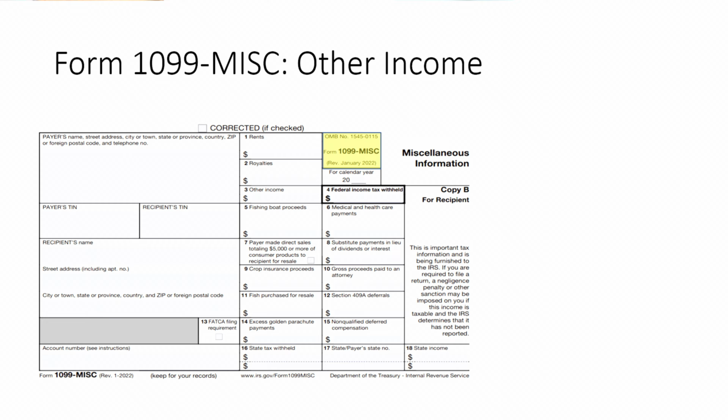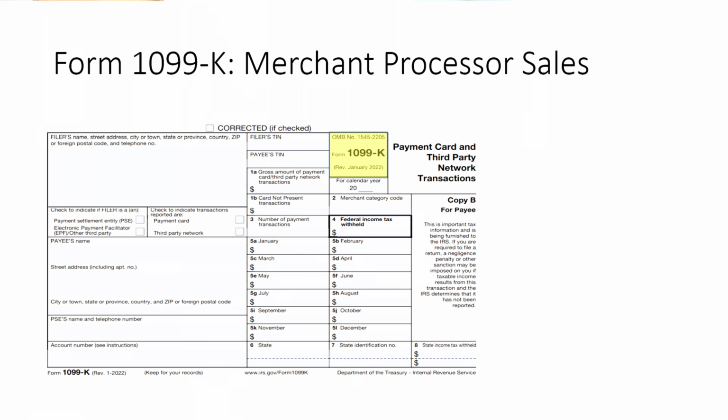If you are a small business owner and you process credit card transactions, for example, Visa, MasterCard, Discover, American Express, or you make sales on Shopify, or you accept PayPal, these companies will give you a Form 1099-K, and that's just there to report your gross proceeds from credit card or third-party network transactions.